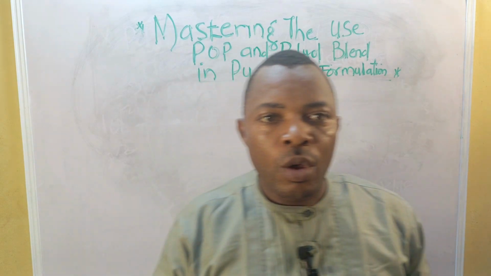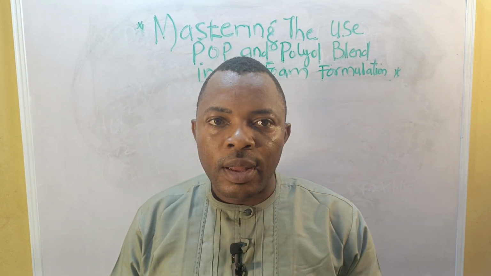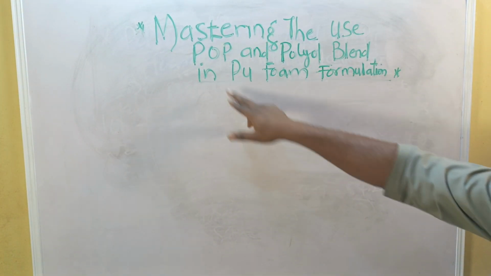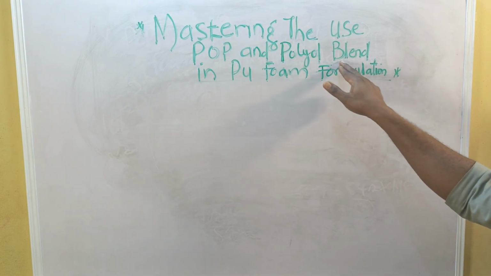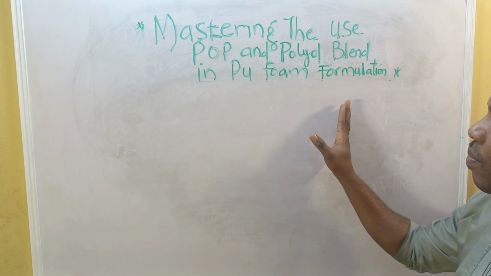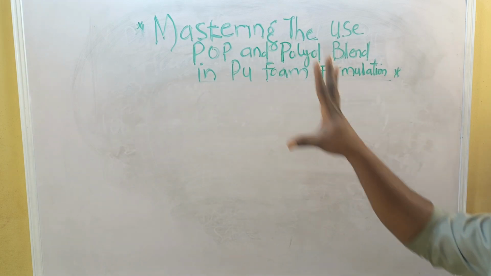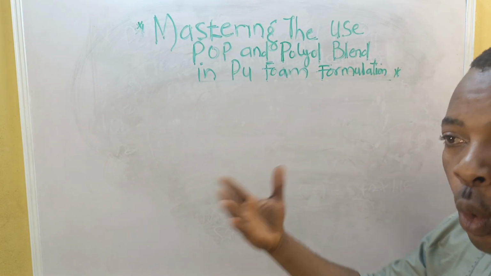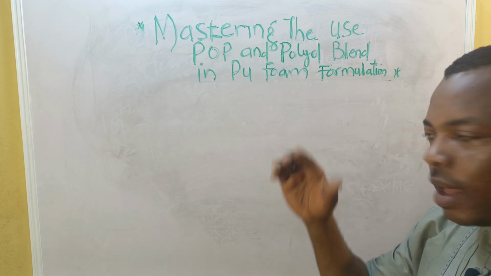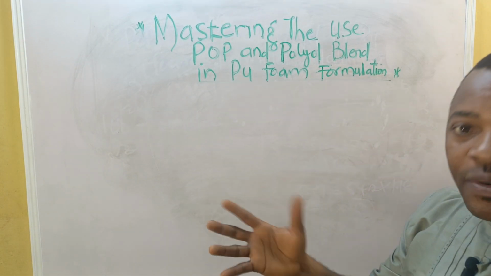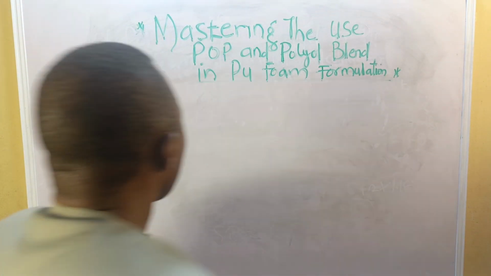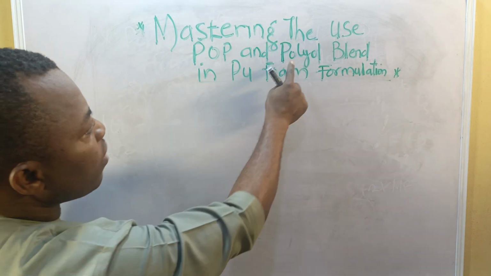Now, today we are going to look at the lesson title on the board: mastering the use of POP and polyol blend in PU formulation. Looking at this, you are going to see two things that look the same, but in a technical way they are not really the same, based on their properties and the way the manufacturer manufactures those two chemicals. For example, POP, P-O-P, and polyol.